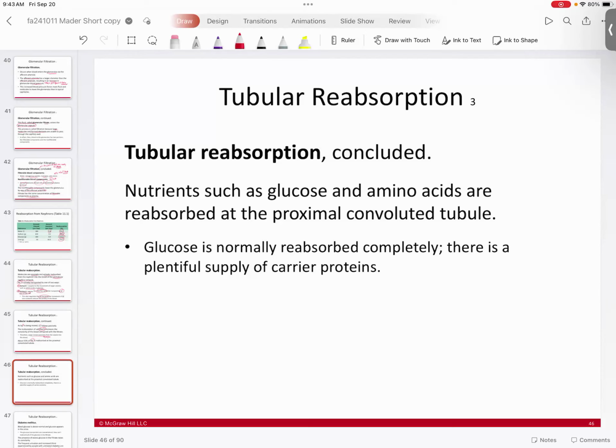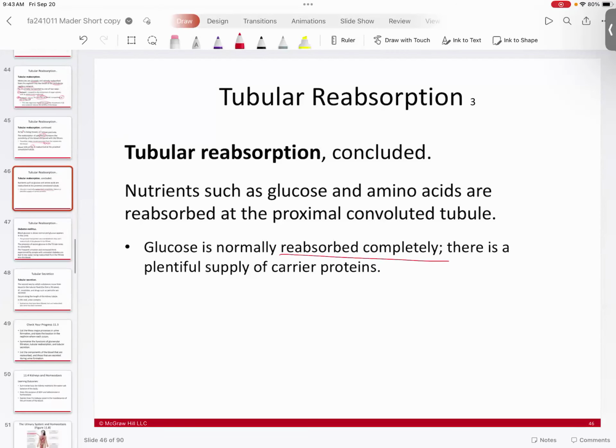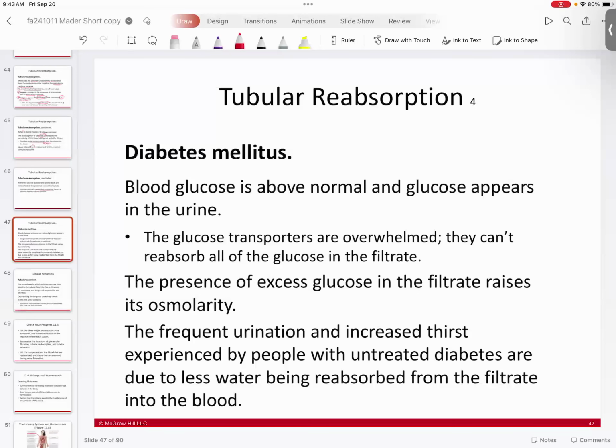Usually all the glucose comes in. You don't usually have any glucose in your urine. And you have a lot of different proteins that will basically shuttle that glucose in. So what happens if your blood glucose levels are just out of whack and you have way too much blood glucose? Well, that's where you get diabetes, right? This is basically where you start to see glucose appearing in the urine. And this is the reason, because you have so much glucose that it overwhelms these glucose transporters. So you start to urinate out the excess.